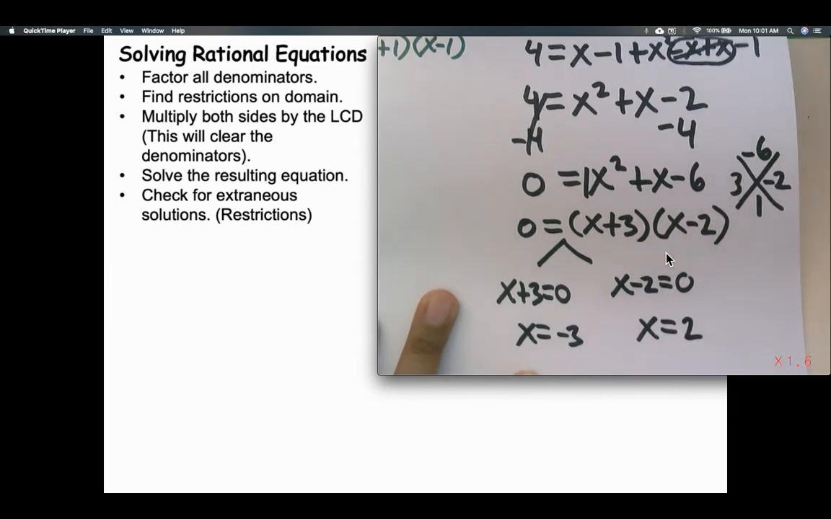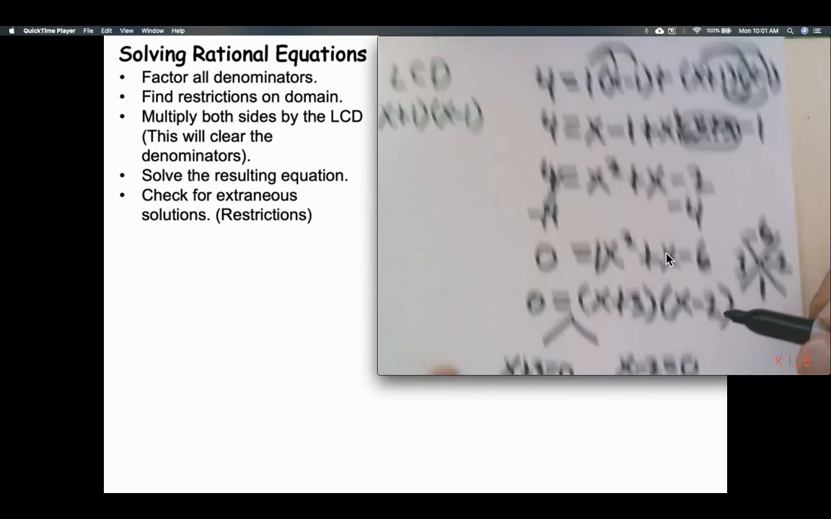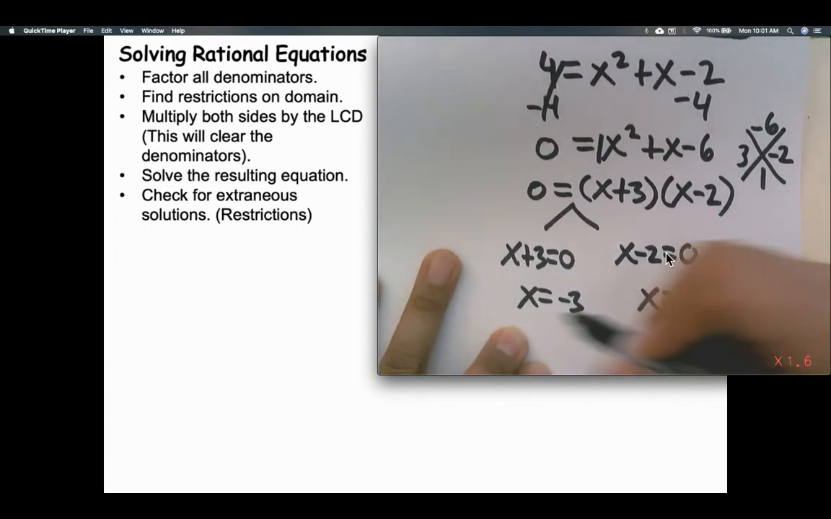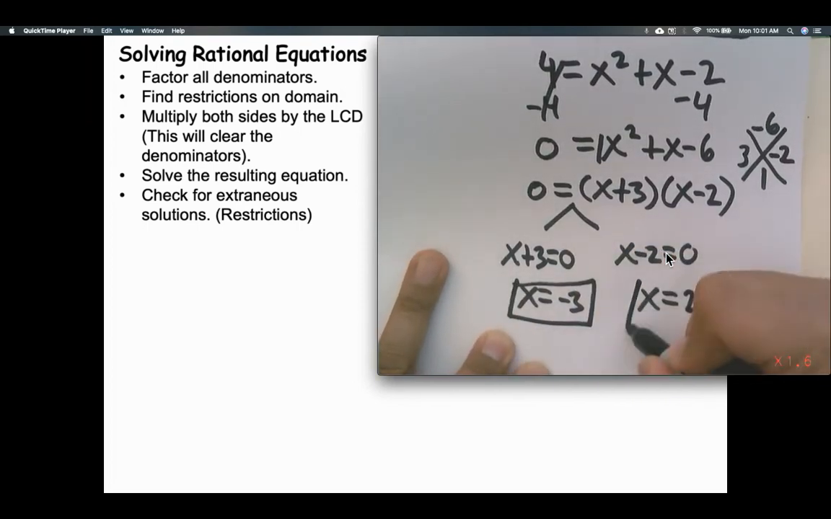Okay, last part, double check these answers with your restrictions. My restriction said I could not have a negative 1 or a 1. I don't have a negative 1 or a 1, so both of these are your answers.